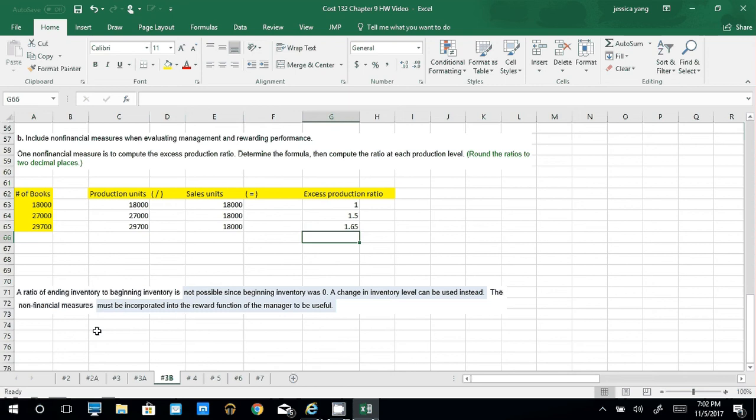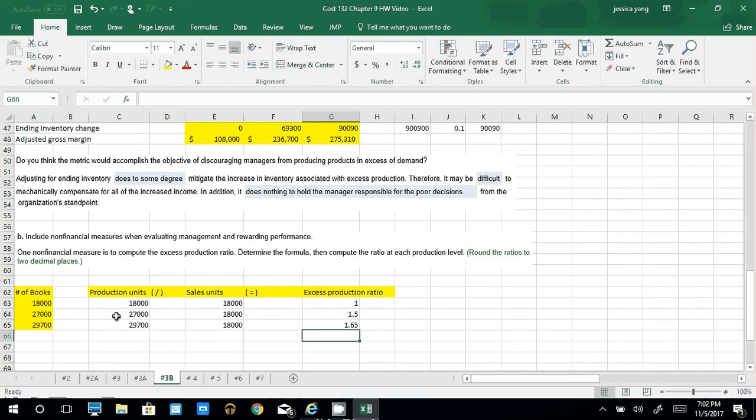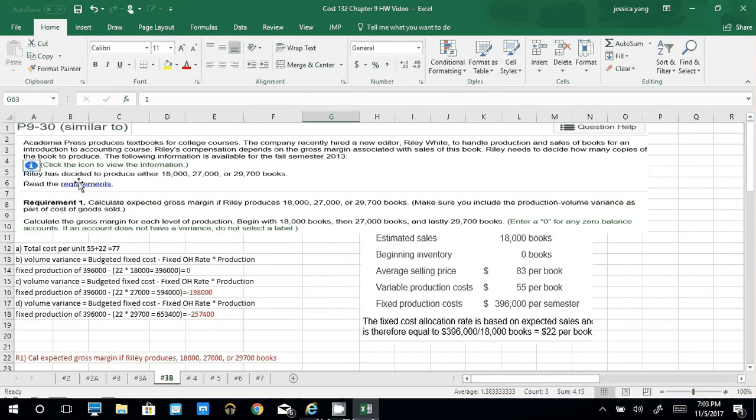A change in inventory can be used instead. The non-financial measure must be incorporated into the reward function of a manager to be used. So that wraps up problem 9-3.